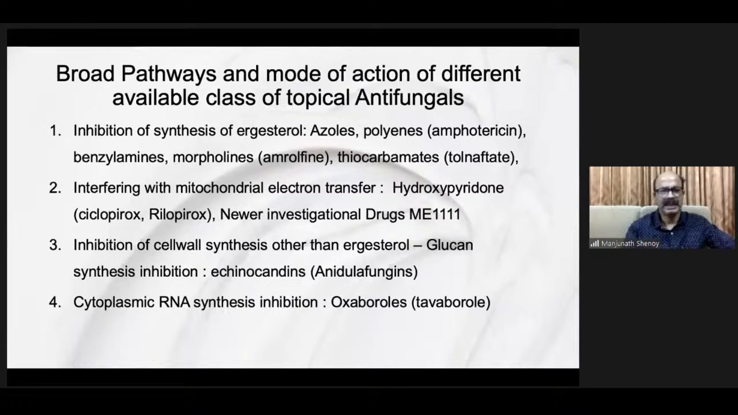Most of the antifungals, as I told, act by inhibiting the cell wall or the cell membrane. So this is the primary problem with us, because except for a few like morpholines and ciclopirox, which work by a slightly different mechanism, by and large they all act by inhibiting the cell wall or cell membrane, especially the cell membrane. Most of them, azoles, allylamines, they all do, except echinocandins, but echinocandin is a systemic drug.